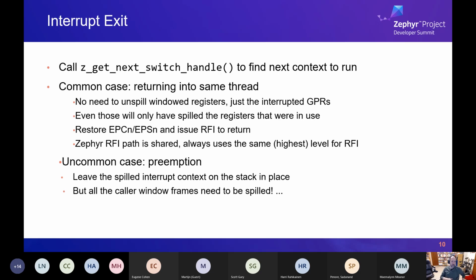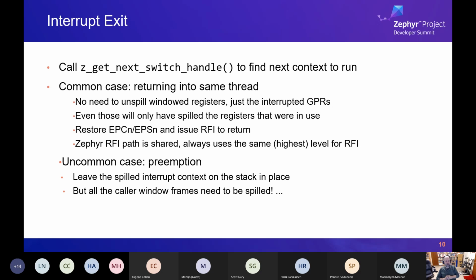And then having finished your interrupt, you've got to get out. And again, this doesn't look fundamentally different from other architectures. 8:33. All right, I'm not doing too bad on time. We call z_get_next_switch_handle to basically just get the next thread that we need to run.